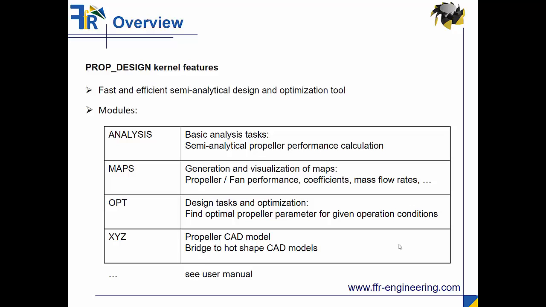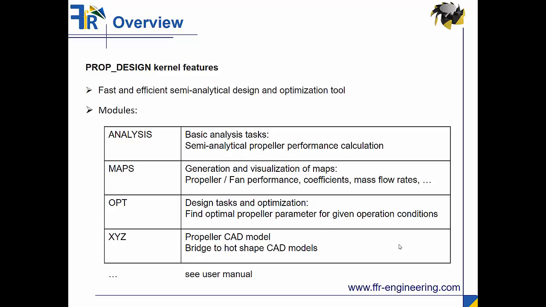The other modules like maps, opt, and XYZ are partially using or reusing the analysis features. What maps is doing is to generate maps, performance maps like propeller performance coefficients, mass flow rates, and so on, which can be visualized in a visualization tool, for example GNUplot. This is very neat for the engineer to have a real fast, intuitive map to see how the propeller is performing. Then there's an opt module.